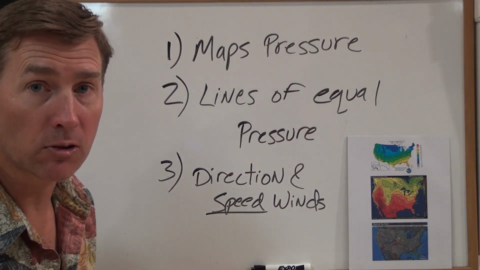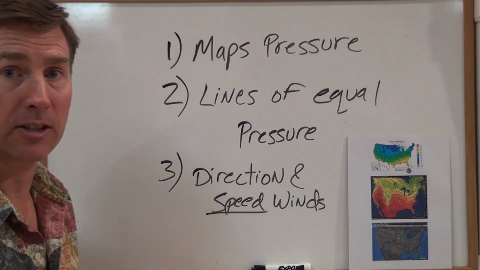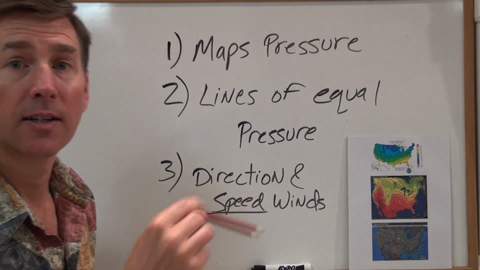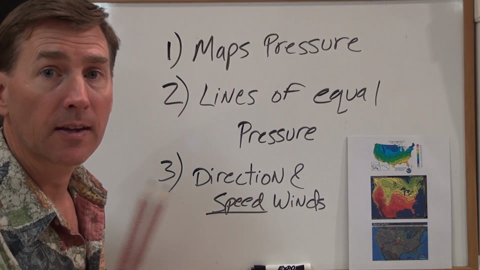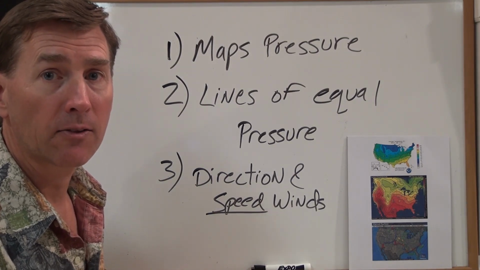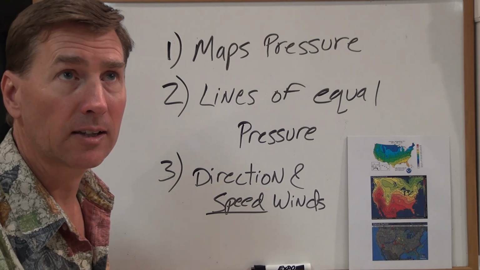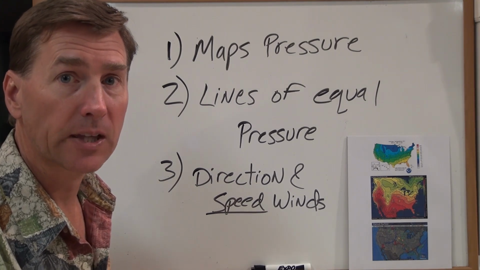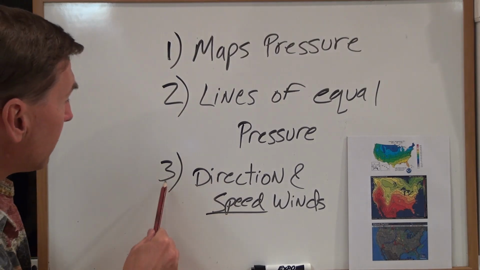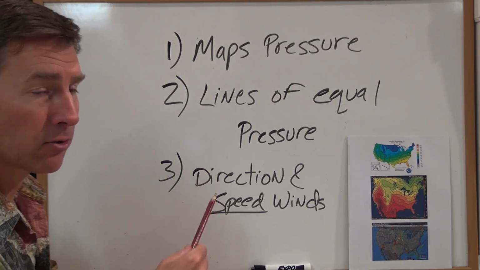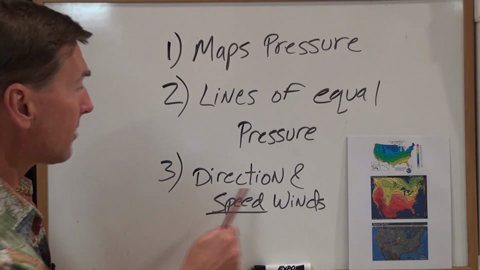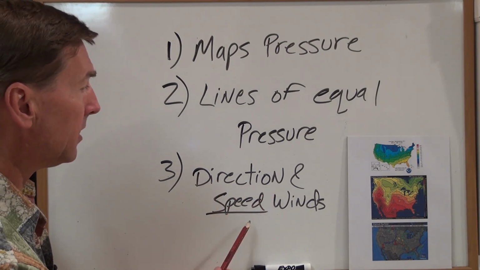Okay, just like contour lines that go around on the 20-foot elevation and the 40-foot elevation and the 60-foot elevation, these are lines of equal pressure. In the case of the contour lines, by the way, those are lines of equal elevation. Okay, same analogy. And then finally, when I show you some examples, these isobar maps or isobars will show you the direction of the wind and the speed of the wind.